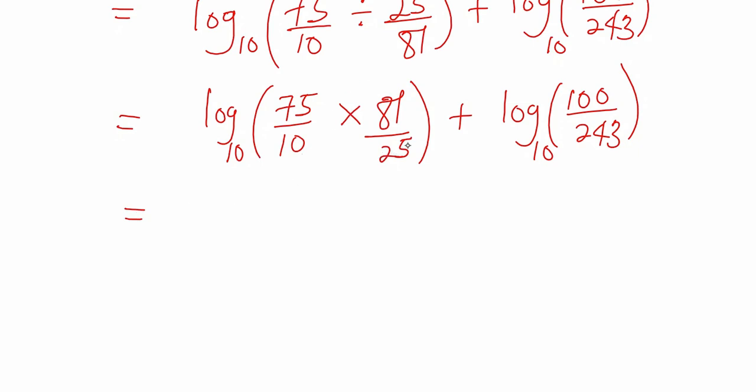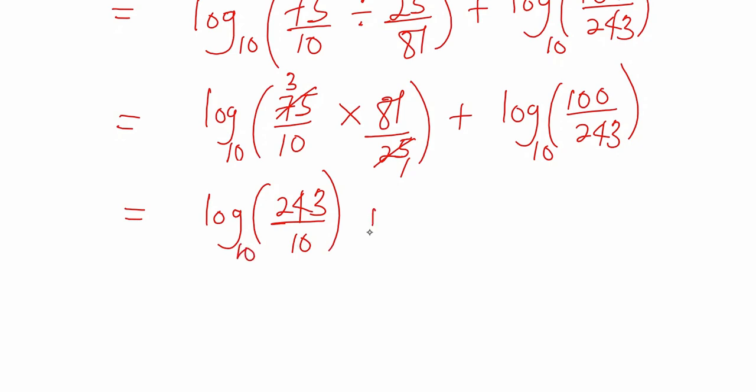Now if that continues, then we can see that 25 goes into itself 1 and goes into 75 3 times. So 3 multiplies 81, that's going to give us 243, and 10 multiplies 1 gives us 10. So we have logarithm of 243 divided by 10, our base 10 is there, plus logarithm of 100 out of 243 base 10.